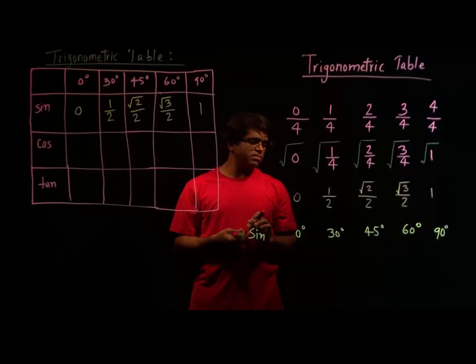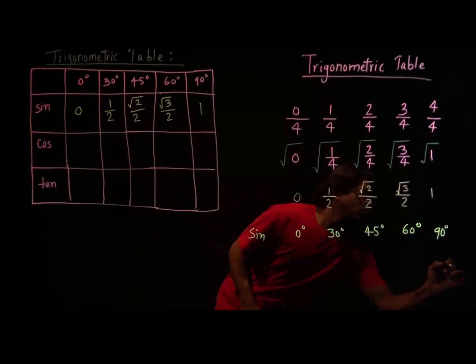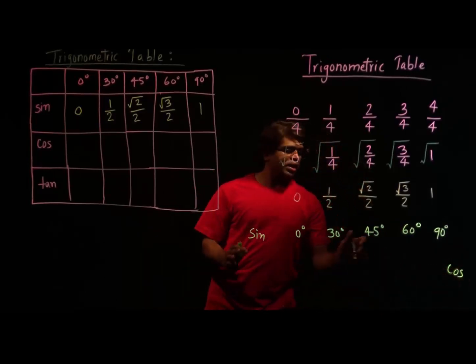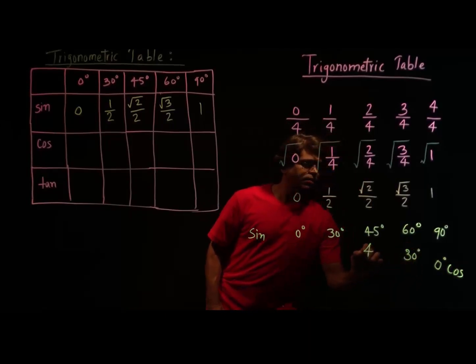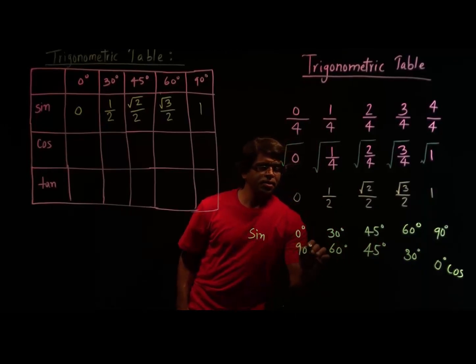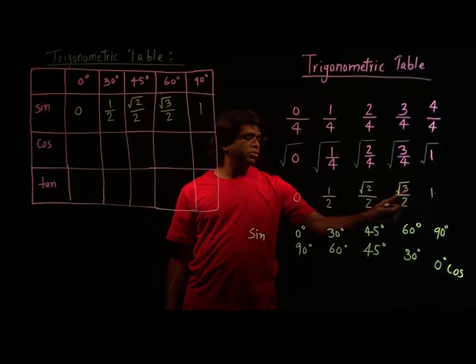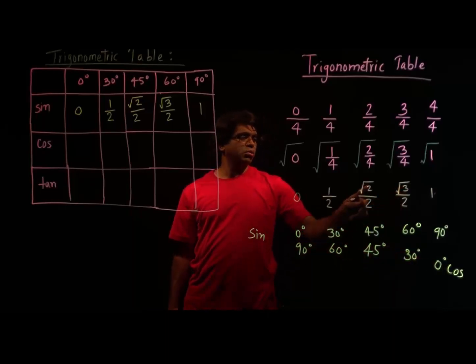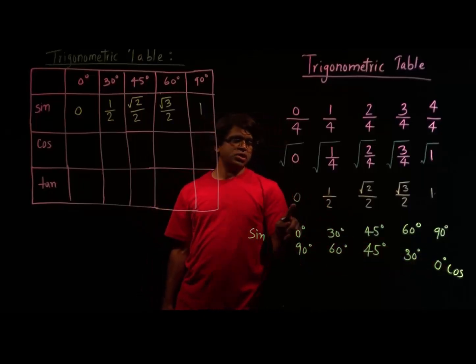What I'm going to do is write cosine over here, and then this is my 0 degree, 30 degree, 45 degree, 60 degree and 90 degree. So I will read it as: cosine 0 degree is 1, cosine 30 degree is root 3 over 2, cosine 45 is root 2 over 2, cosine 60 is 1 over 2, and then cosine 90 is 0. So I'm going to write those values over here.